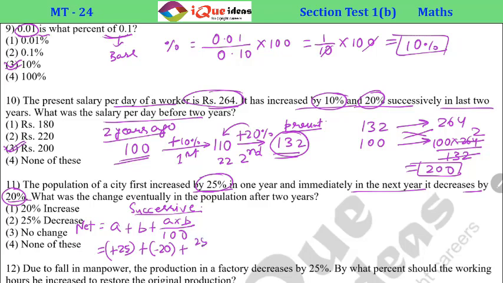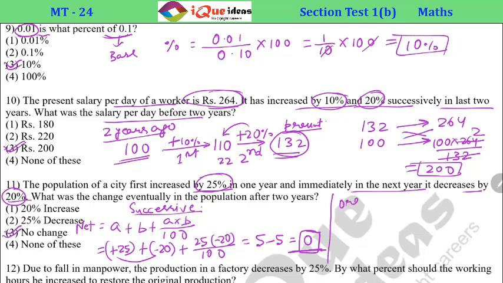So plus 25 into minus 20 divided by 100. Okay. So 25 minus 20 will become 5. 25 into 20 is 500. So minus 500 by 100 becomes minus 5. So minus 5. So net it becomes 0. Now 0% change means no change eventually. Right. So the answer of the question will be no change. Right. Third option. There's another way of doing this question.